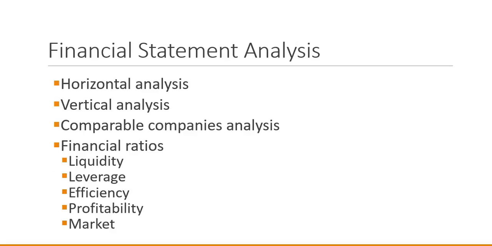Financial statement analysis is one of the key concepts of financial management. Horizontal analysis is looking at changes in an entity over time, usually a year-to-year comparison. Vertical analysis is doing a comparison of components of either the income statement as a percentage of sales or the balance sheet as a percentage of assets. Comparable companies analysis is comparing the analysis performed on a company to the same analysis performed on similar companies, companies which are in the same industry at the same stage of the life cycle as our target company.